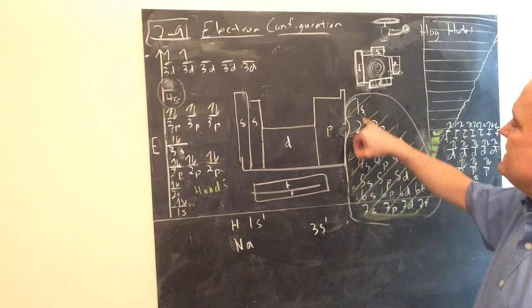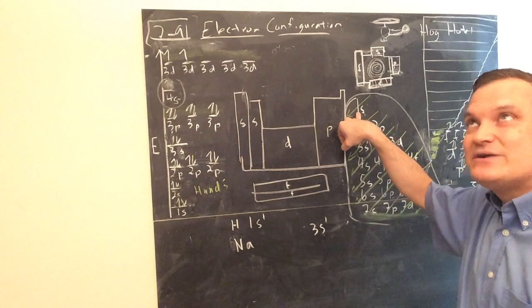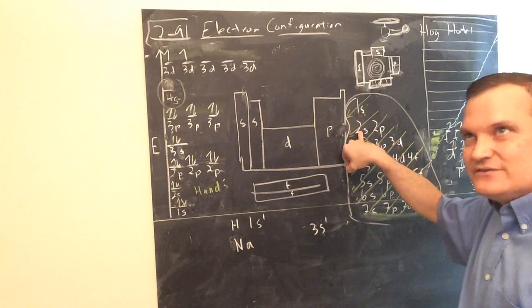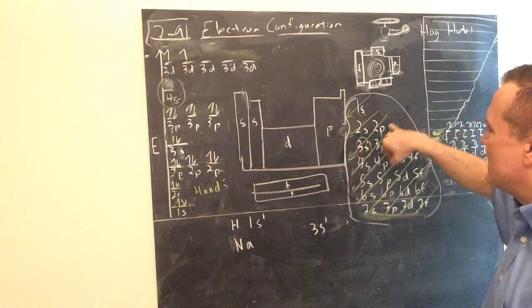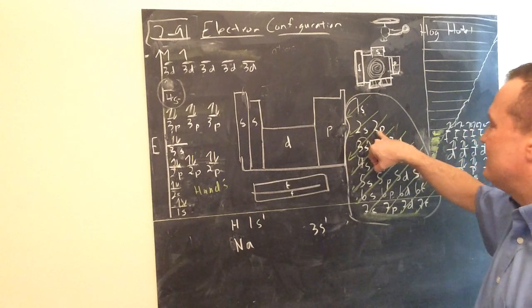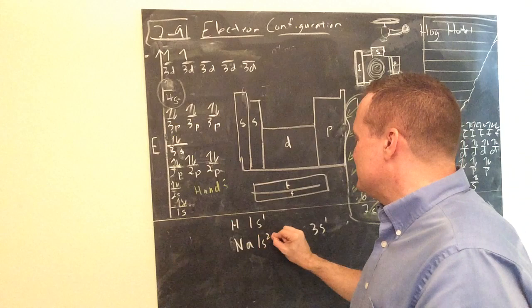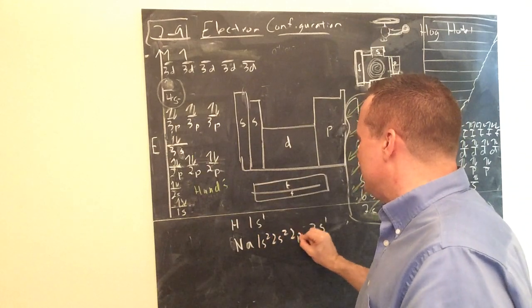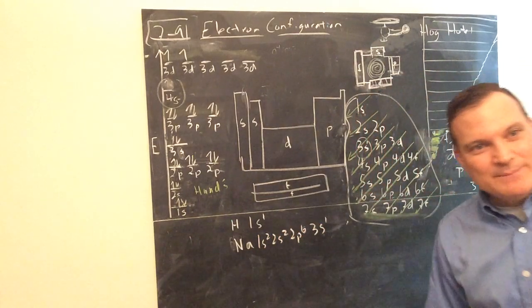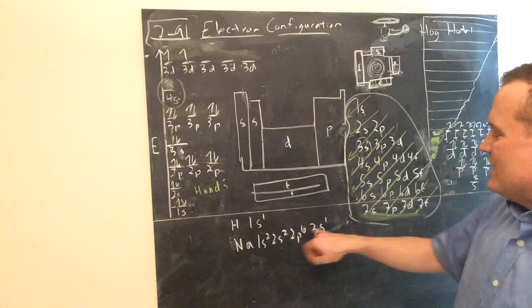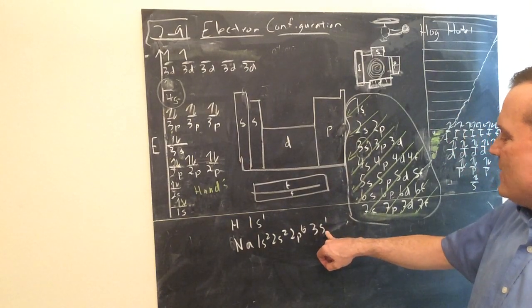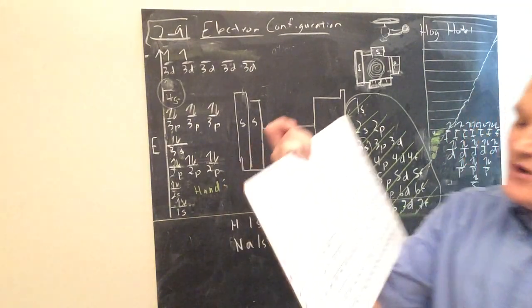That means it must be 1s, okay, what's the max? 1s2 maxed out. Then comes 2s2 maxed out. Then comes 2p6 maxed out. Then comes 3s1. So 1s2, 2s2, 2p6, 3s1. Look at that. So you can memorize it now easier when you know the block location. All right, so these are all that way.